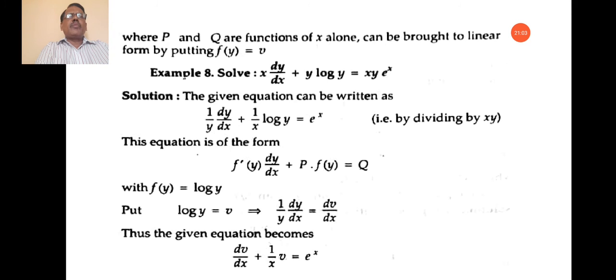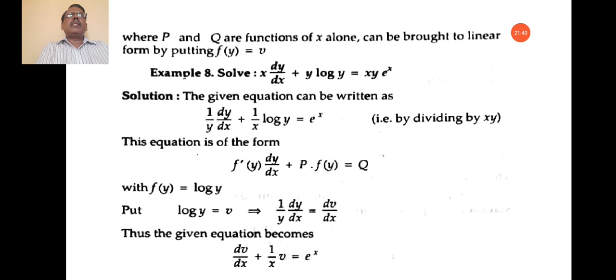So, first term becomes 1 by y into dy by dx plus 1 by x into log y is equal to e power x. So you observe that the 1 by x is the p value here, and e power x is the q value. You see that log y is f of y, and its derivative is 1 by y, it is f dash of y. So this equation is in the form of f dash of y into dy by dx plus p into f of y is equal to q.